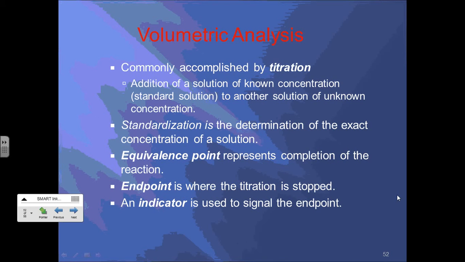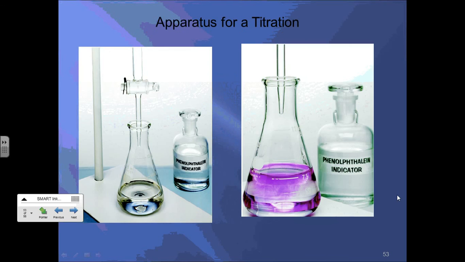An indicator is usually used when titrating materials to show whether an equivalence point or an end point has been reached. These represent images of the apparatus that are used for titrations. It features a glass burette that has a knob nozzle that can be adjusted, an Erlenmeyer flask that can be used for collection, and phenolphthalein indicator, which can be used to indicate evidence of the equivalence point.